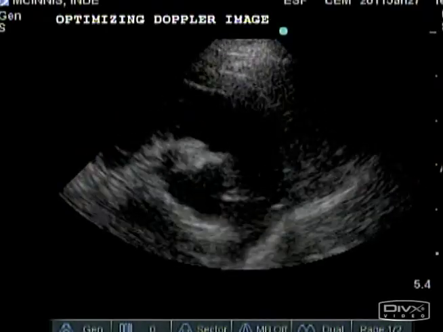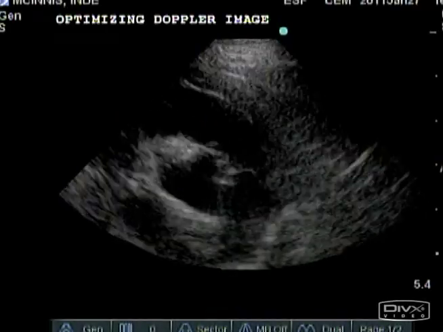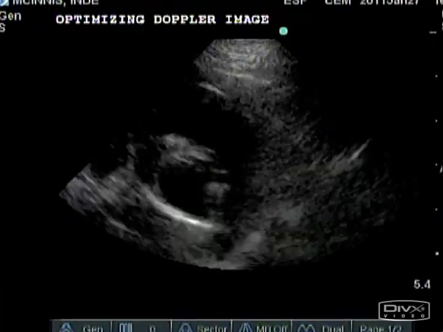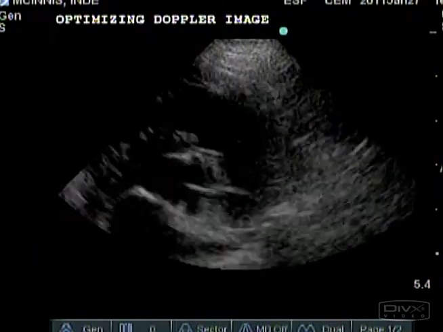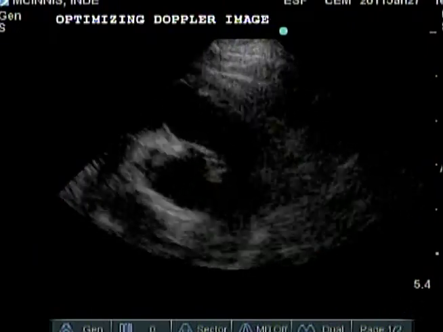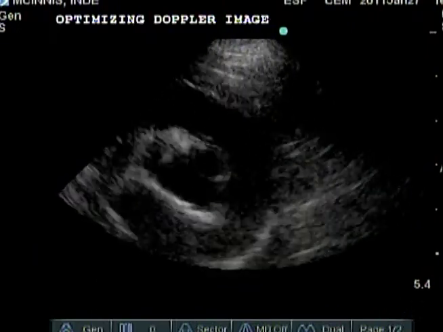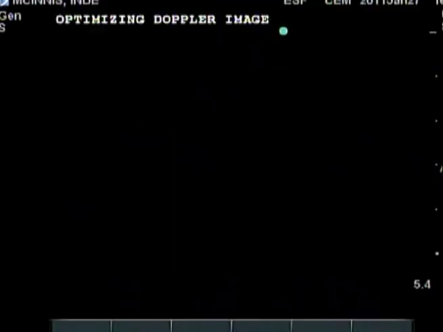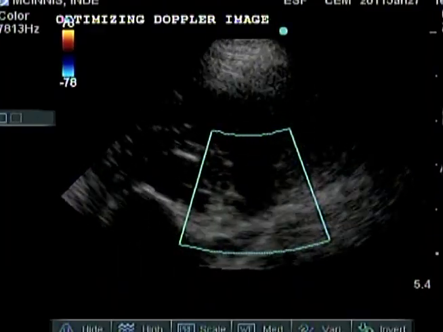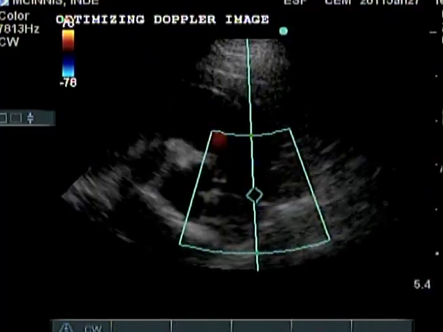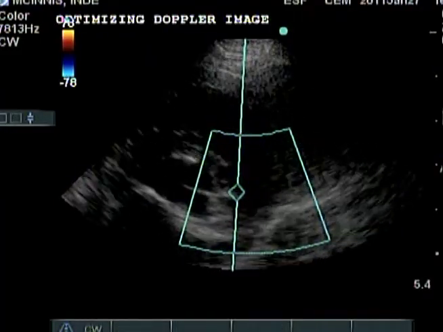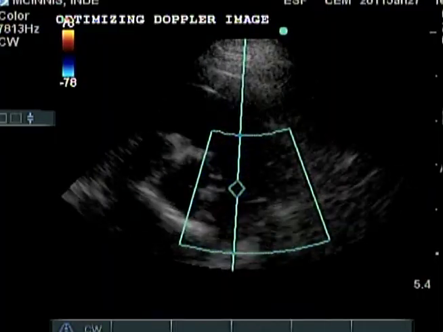The same steps to optimize the pulsed wave Doppler image are used in continuous wave Doppler. The valve to be measured is centered on the ultrasound screen. Color flow Doppler can be activated to help identify the main flow. Continuous wave Doppler is then selected and the cursor line is placed directly in the main blood flow.